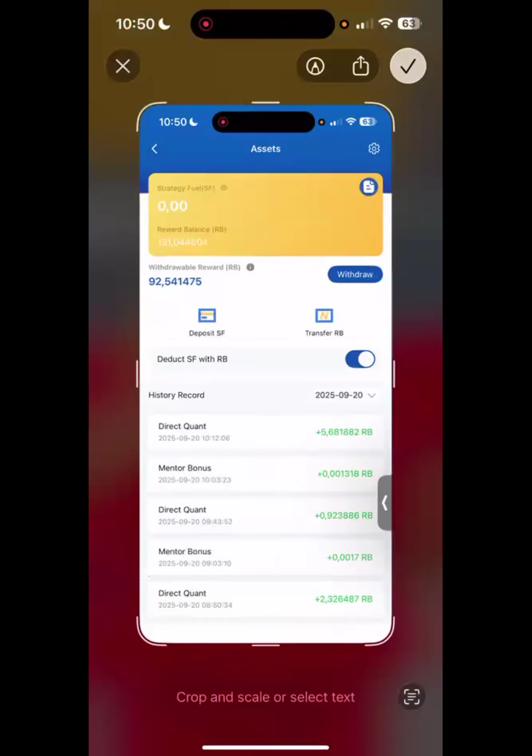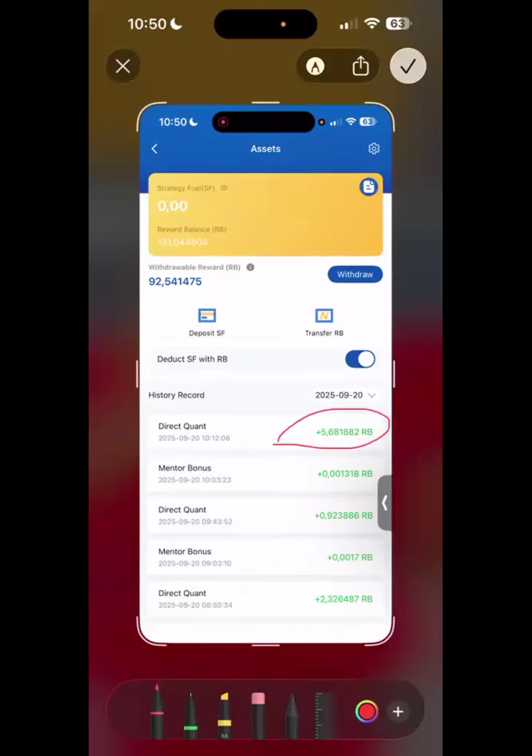Chai, chai. My downline is making a lot of profit. Sheesh. I can imagine how much he made for me to make $5.